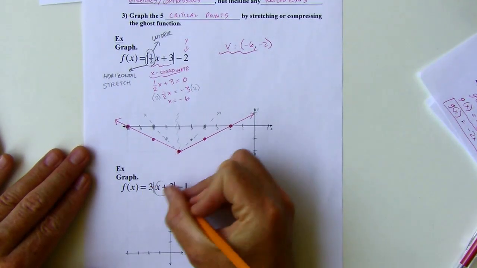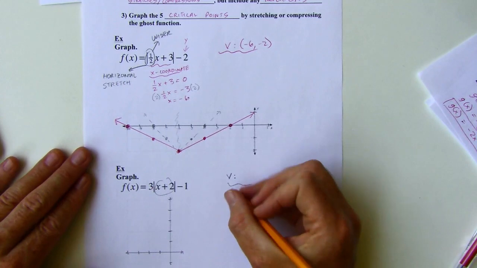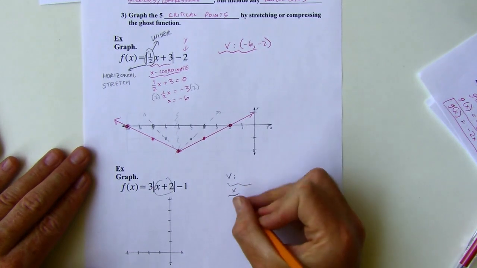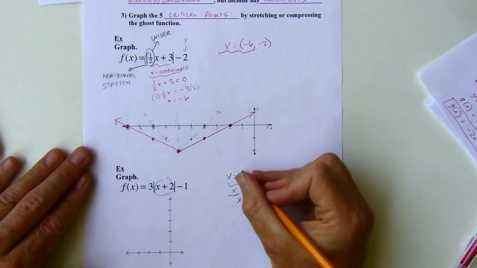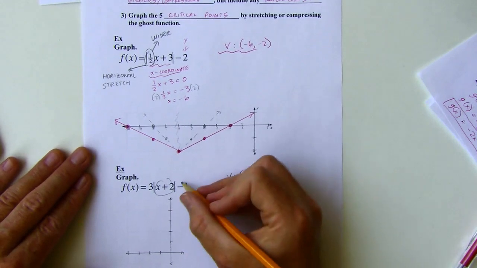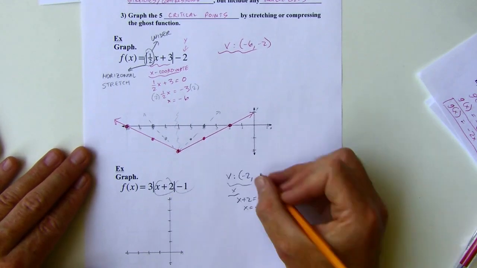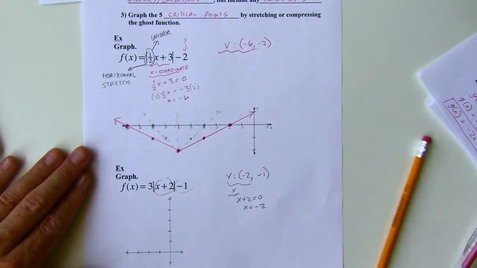I'm going to take this for my x value. X plus 2 equals 0. So my x value is -2, and then this is my y value. So -2, -1.